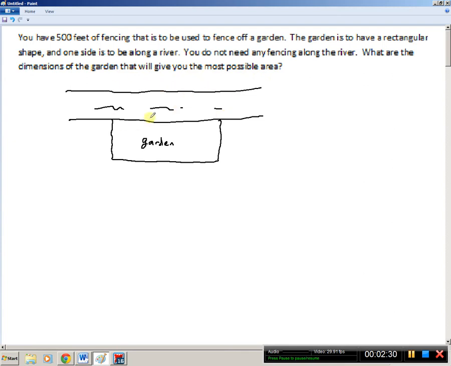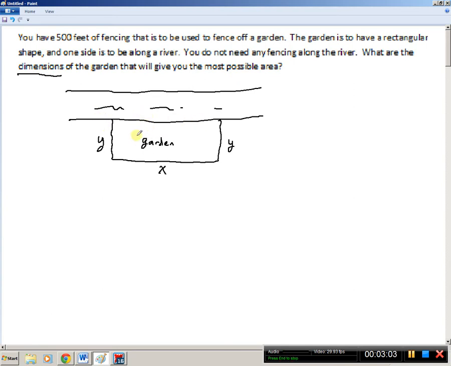Well, I've drawn the picture, and I've got to focus on what they ask me, usually the bottom line. What are the dimensions of the garden? So if you look at the garden, what are the dimensions? Well, the dimensions of a rectangle are the length and the width. So I could call them L and W, but I prefer X and Y. So I've got X this way, Y this way, and of course Y this way. And I have X this way, except that I don't have any fencing here. I'm going to use the river along the fourth side.